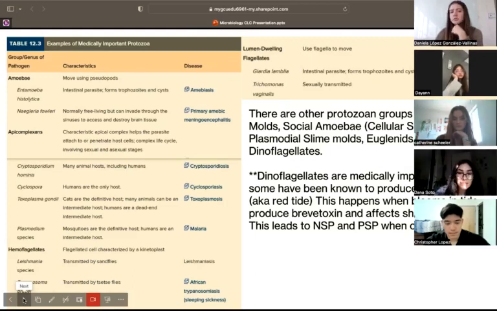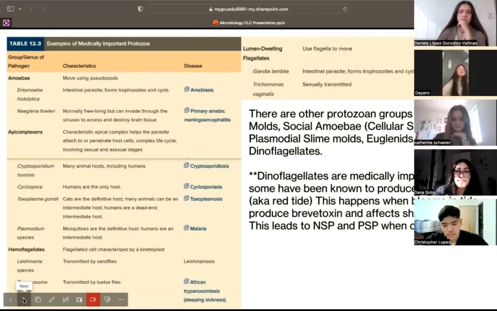And the thing about dinoflagellates is they have been known to produce neurotoxins in tides, and that's also known as red tide. And this happens when blooms in the tide produce brevetoxin, and it affects the shellfish and fish. And this can lead to diseases such as NSP and then PSP when consumed. And basically, it just makes you really sick when you eat shellfish. And that's how the dinoflagellates are medically important.